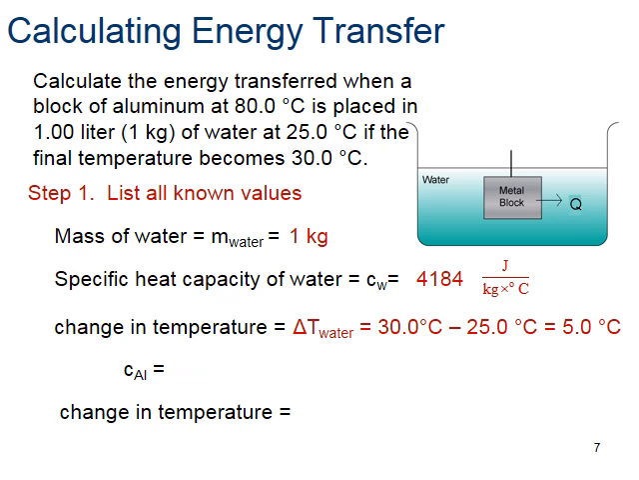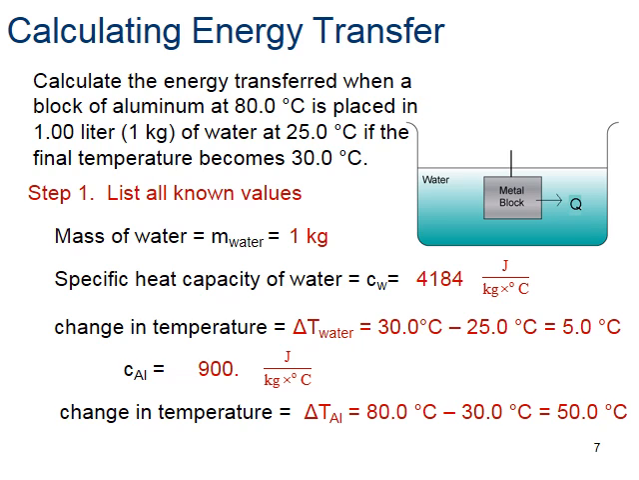We know our change in temperature for the water is 30 degrees, which is our final, minus 25. That's 5 degrees. And we know our specific heat of aluminum, because we can look that up, or that would be given to us. That's 900 joules per kilogram degrees Celsius. And the change in temperature of the aluminum is 50 degrees. Technically, it would be minus 50 degrees, but in this case, we're considering just the absolute values.